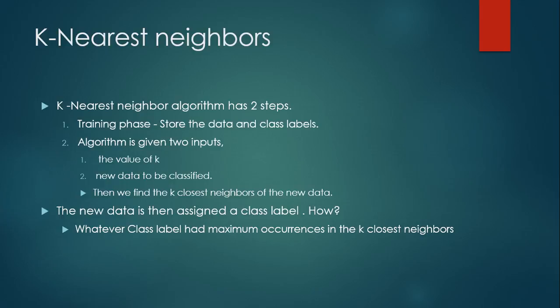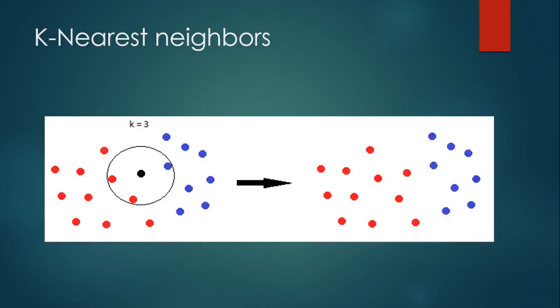The KNN algorithm has 2 steps. The first one is the training phase, in which I store the data with the class labels. The algorithm is given 2 inputs, which are the value of k and the new data to be classified. Then we find the k closest neighbors of the new data. The new data is given a class label as follows: whichever class label has the maximum occurrences among the k closest neighbors is the new class label of the new data.